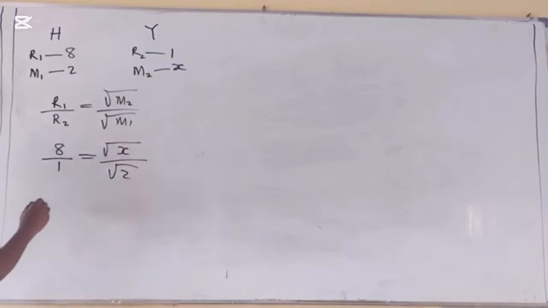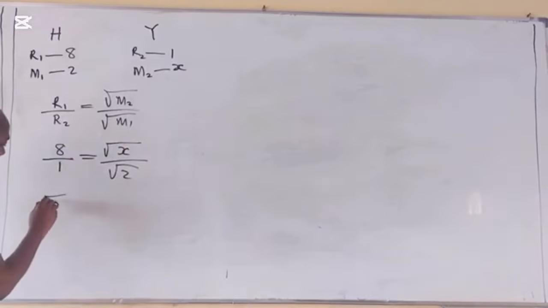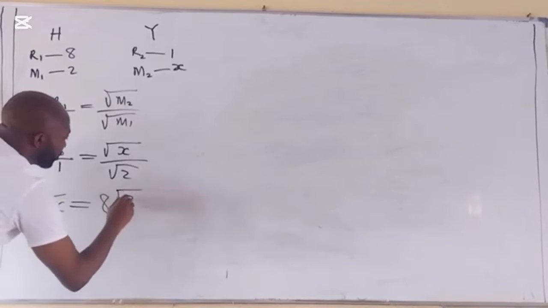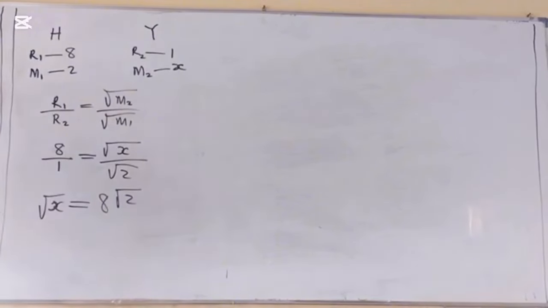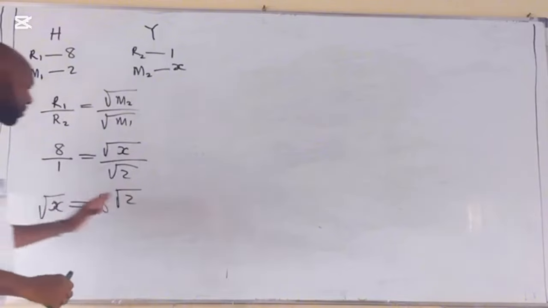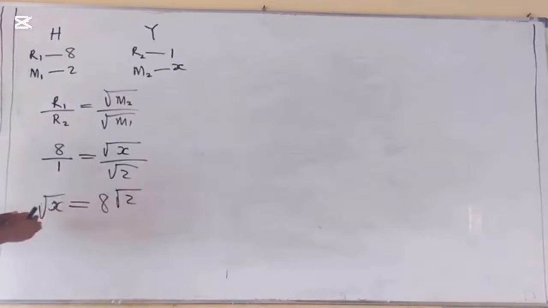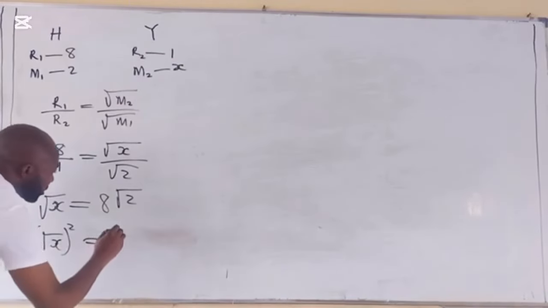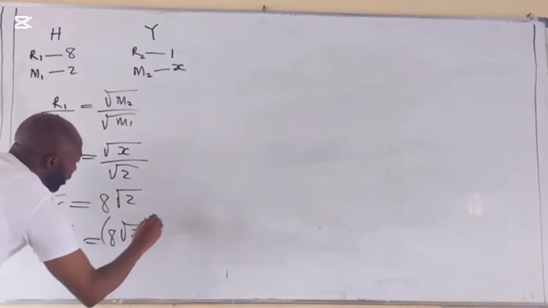By cross multiplication, I have root x is equal to 8 root 2. Now, in indices, we've been told that in order to remove the root of x, we have to square both sides. When we do that, the root will be gone. So the root of x squared is equal to 8 root 2 squared.